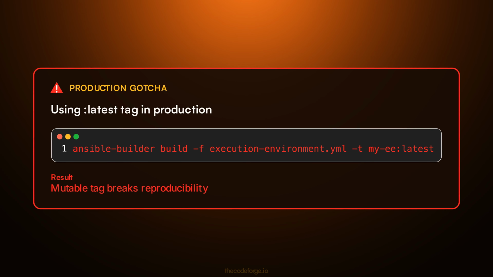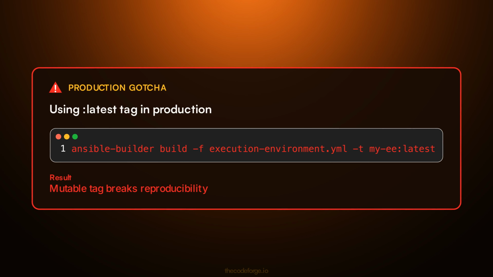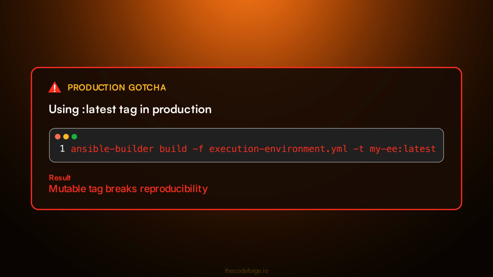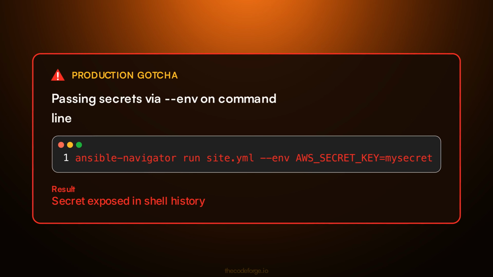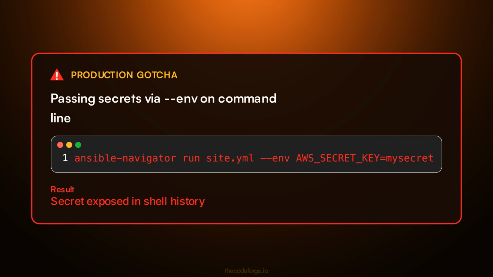Never use latest as your EE tag in CI. I've seen latest get rebuilt mid-deployment and break a playbook because a collection API changed. Always pin to a specific version like my-ee v1.2.3. Don't pass secrets via --env in the command line. Use pass environment variable to forward existing env vars or mount a secrets file. Your shell history is not a vault.